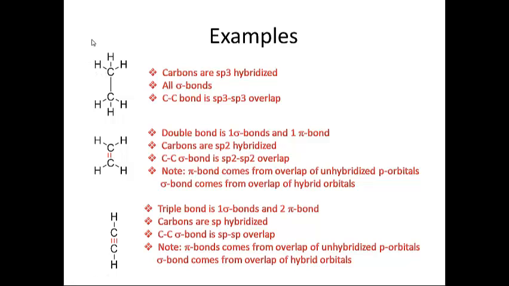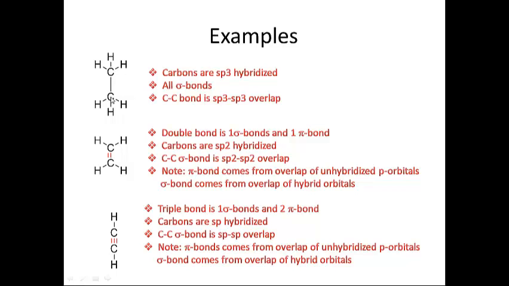Notice that all sigma bonds exist in this molecule, and the carbon-carbon bond results from sp3 overlap. So one of the things to remember here is this. For a carbon that's sp3 hybridized, it has four groups attached to it. You have one, two, three hydrogens on this carbon, and then you have this carbon here, which is the fourth group, and the same goes for this carbon.